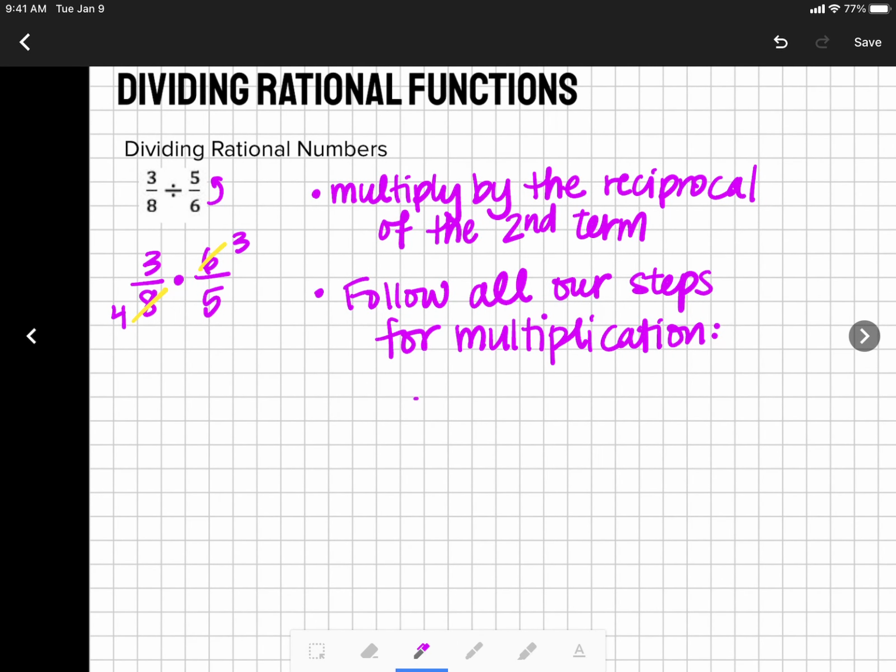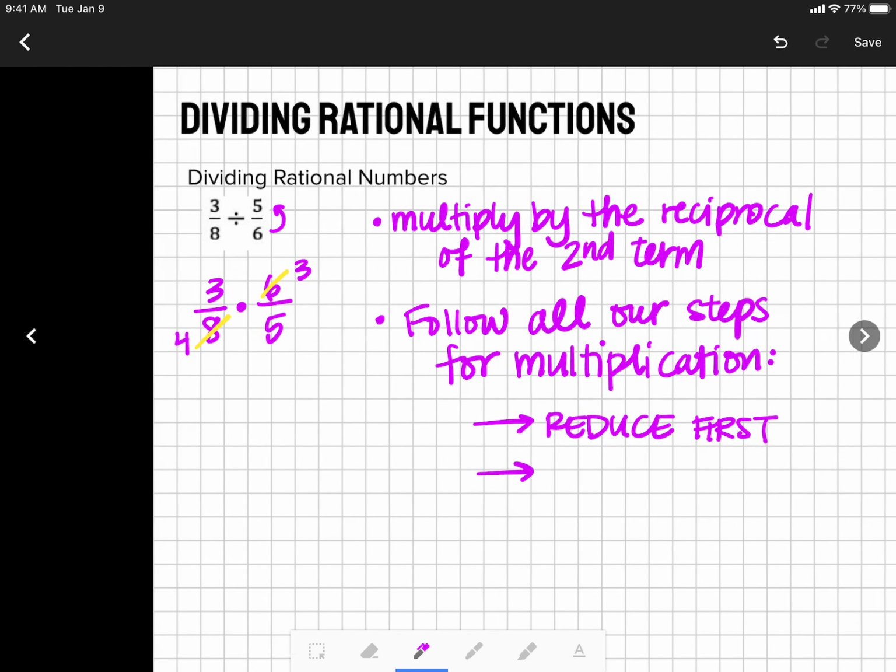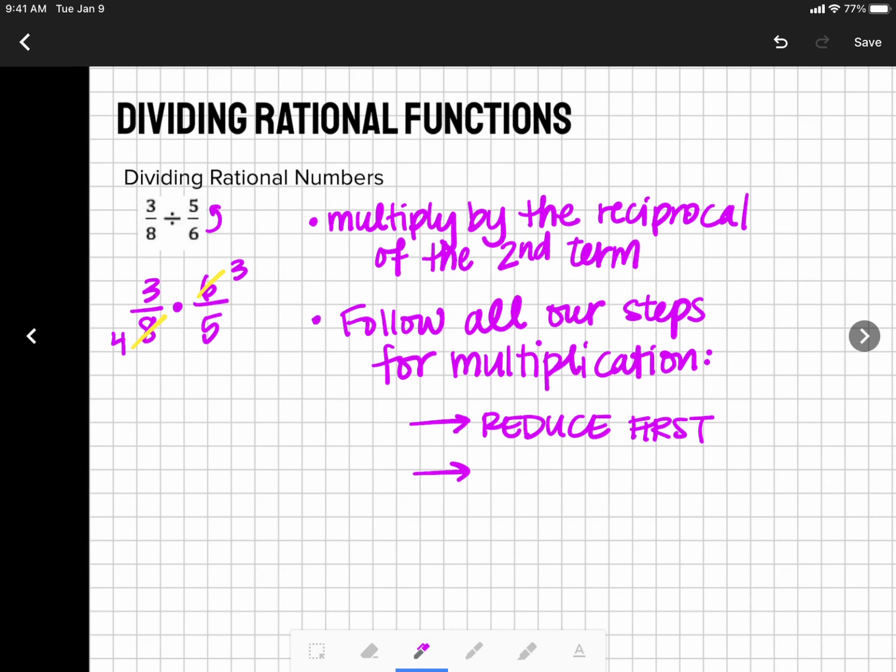So I like to reduce first. And then multiply across the numerator, multiply across the denominator. 3 times 3 is 9. I'm going to write that step out. You do not have to write this step out, but just to kind of internalize it, 3 times 3 and 4 times 5 is 9 over 20. And we'll find that we have a reduced fraction already.